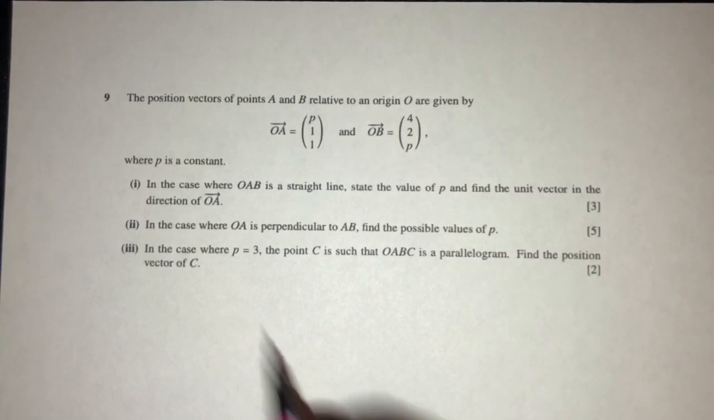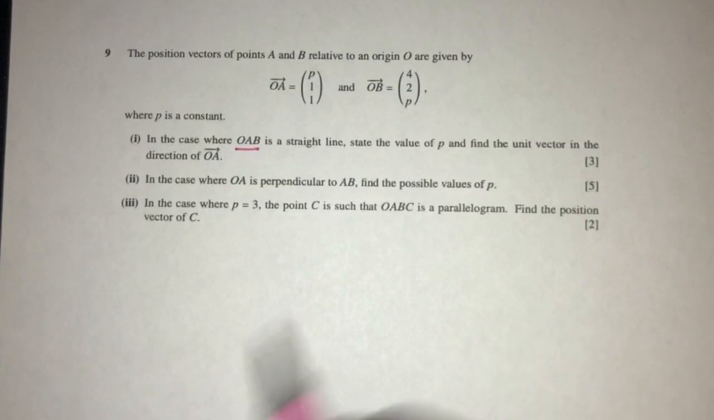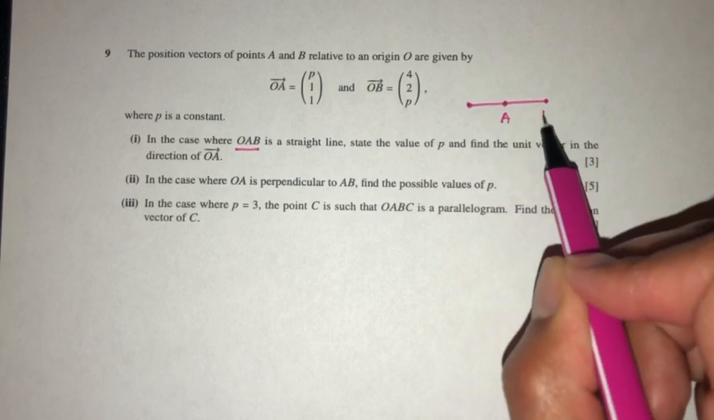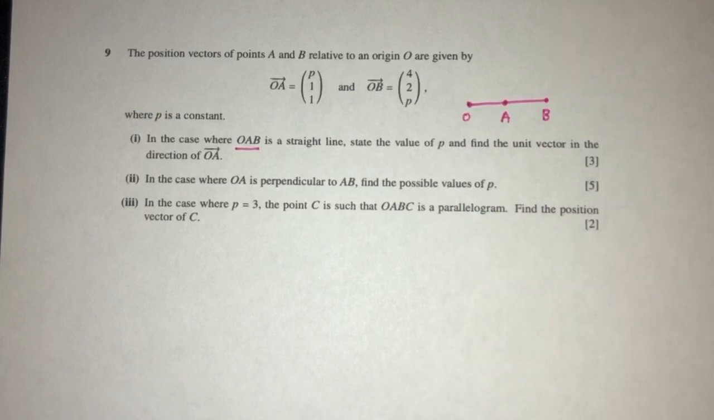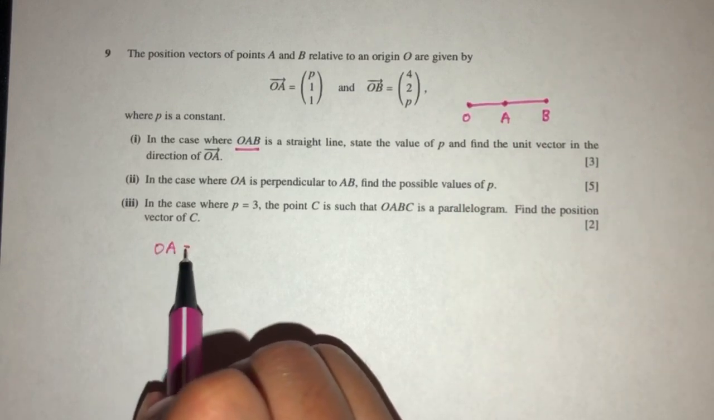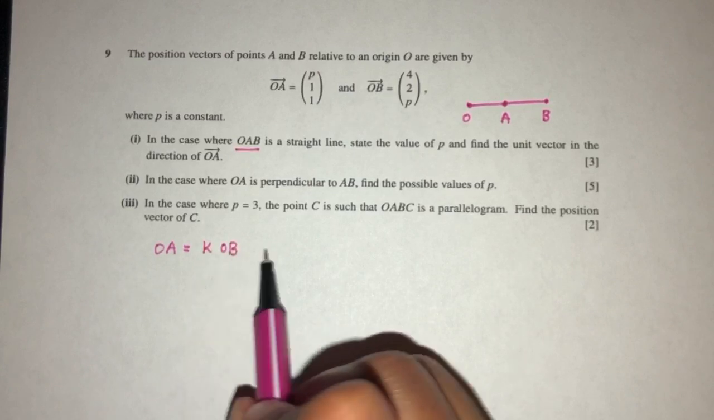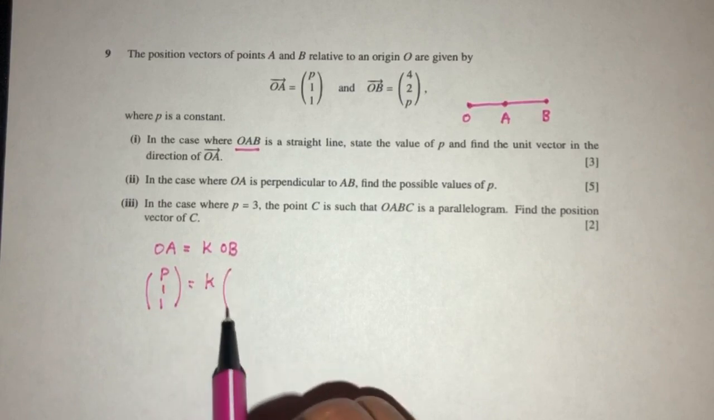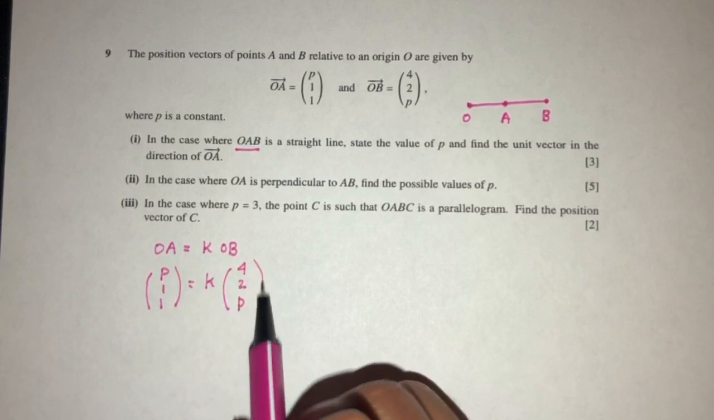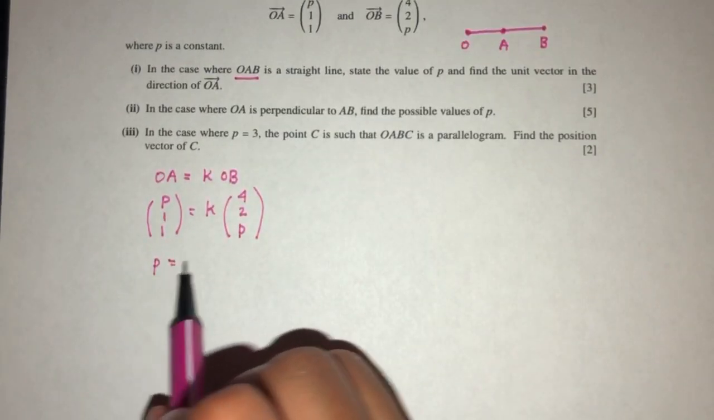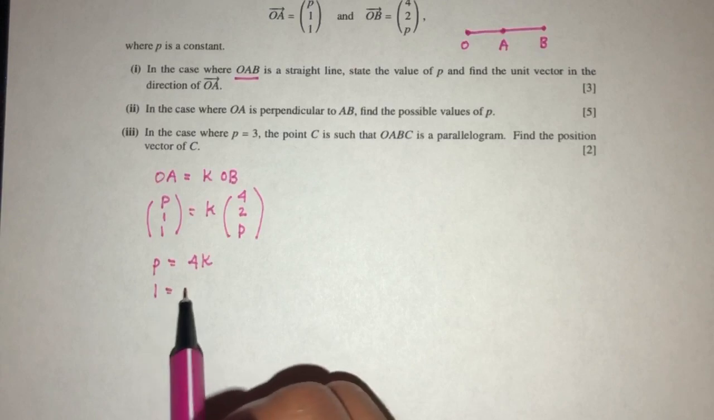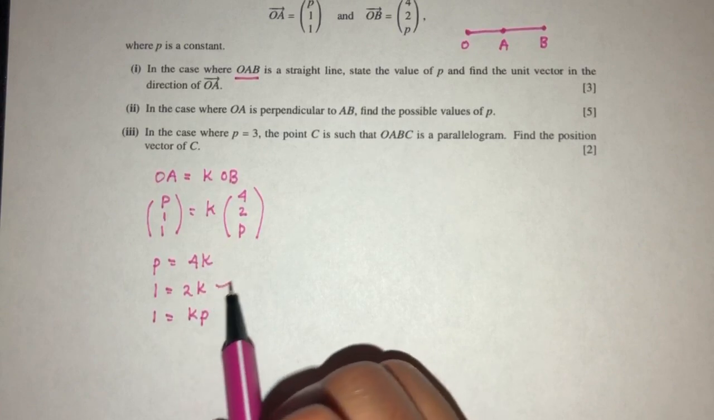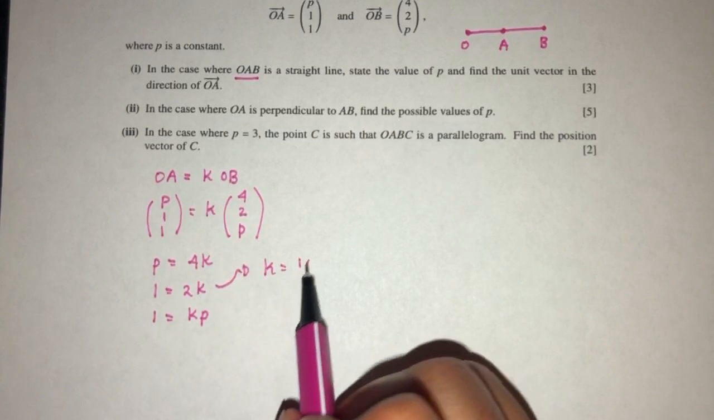Pretty easy. If OAB is a straight line, we can form an equation. If O, A, and B are collinear, we can say OA is a multiple of OB. So from here we can form (p, 1, 1) is equal to k times OB, which is (4, 2, p). So p is equal to 4k, 1 is equal to 2k, and 1 is equal to k times p. From here we can realize that k has to be 1 over 2.